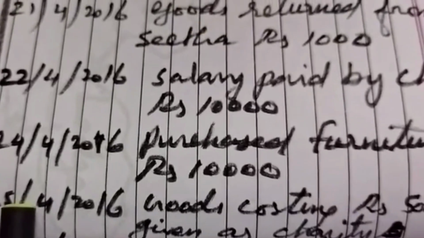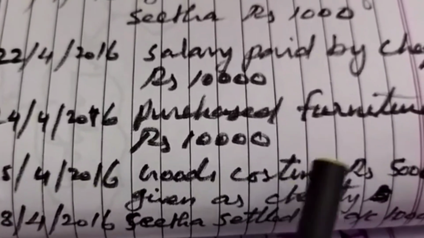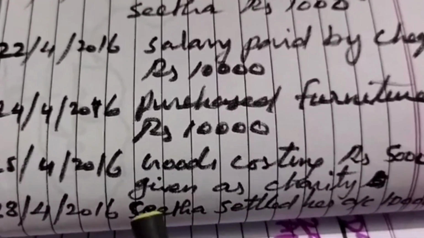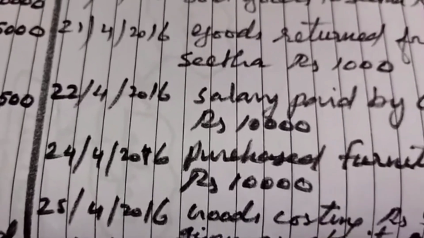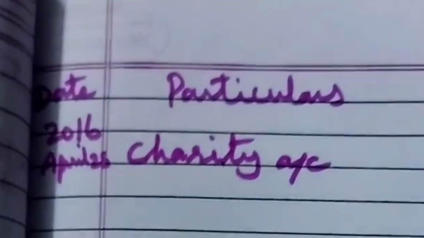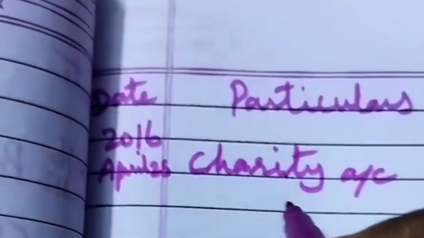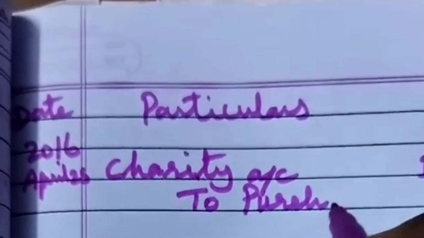25th April 2016, goods costing rupees 5,000 given as charity. So charity account should be debited, purchase account should be credited. Now we can write the journal entry. So charity account should be debited. Then which account should be credited? Purchase account should be credited because it will reduce the purchased goods value. What's the narration?